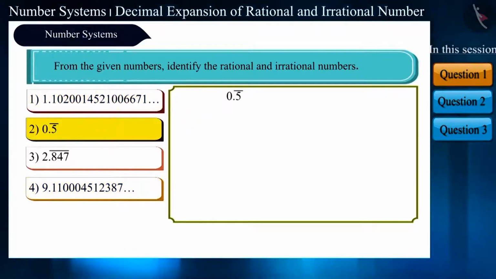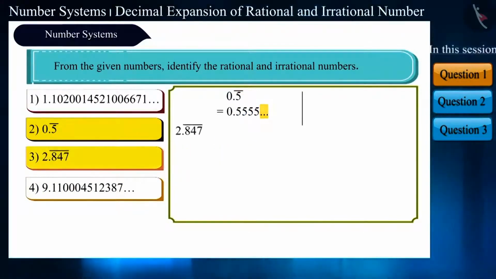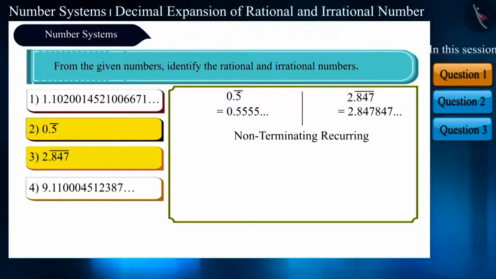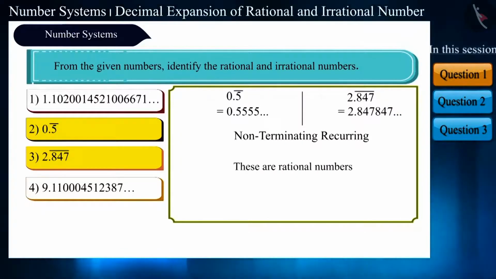In the second number, the bar above 5 indicates that 5 is being repeated here. And in the third number, the group 847 is repeating after the decimal. Therefore, they are both rational numbers.